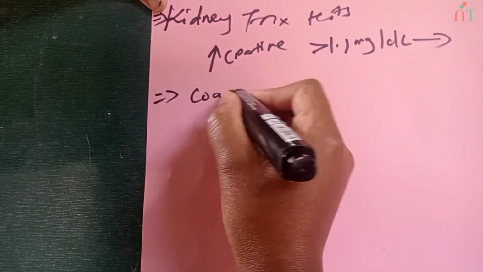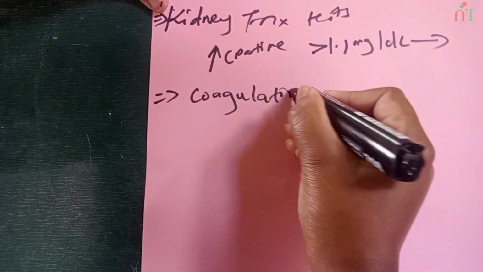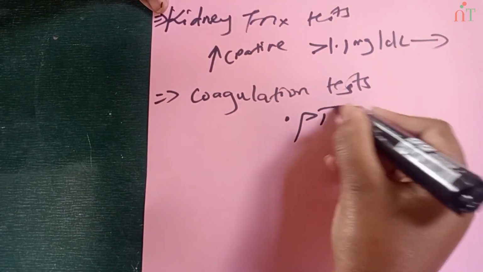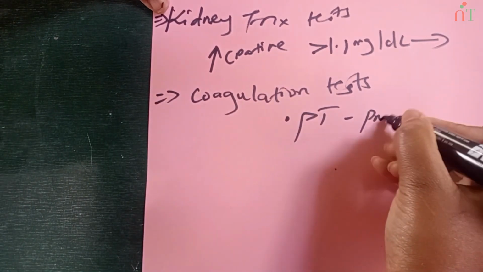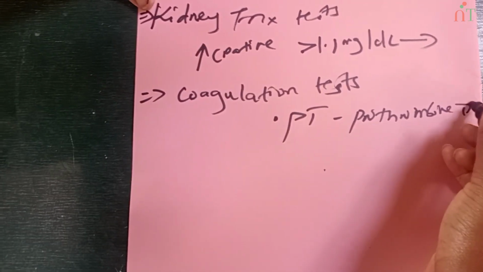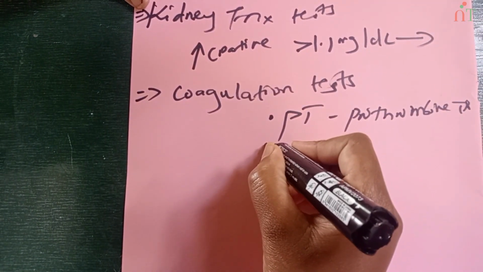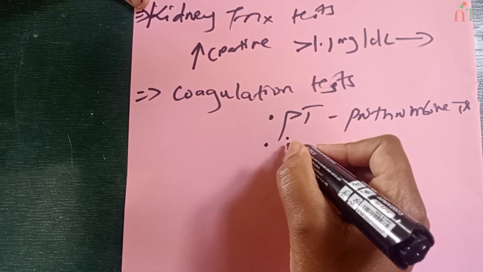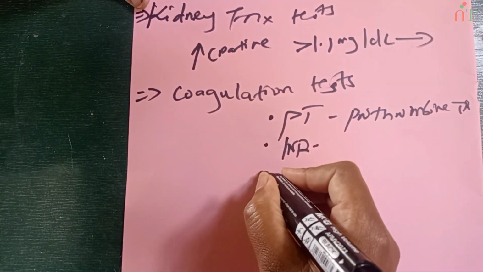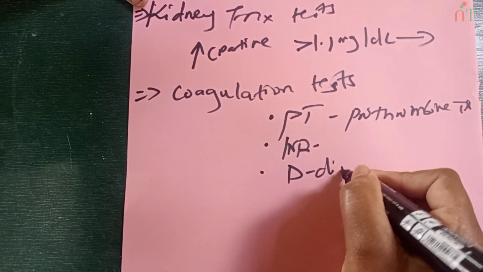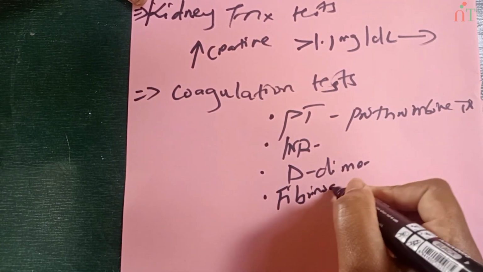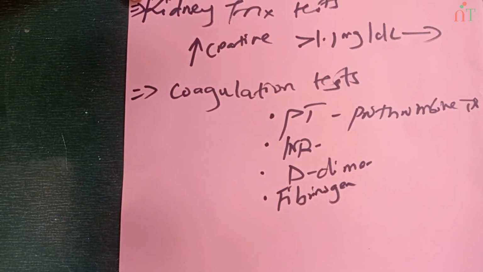Coagulation tests are going to be checking the prothrombin time, and we're also going to be checking the INR, that is the international normalized ratio. We are also going to be checking the D-dimer protein, and also the fibrinogen. I know you know these things, don't you? Let me know.